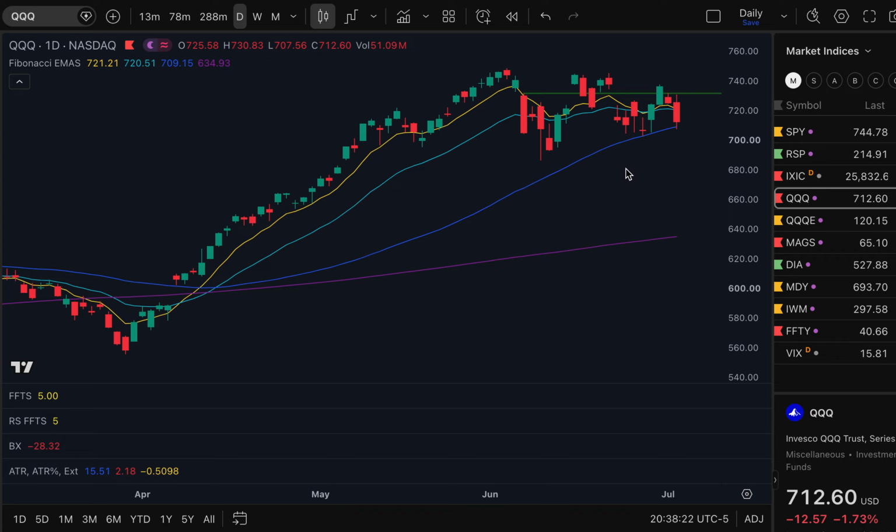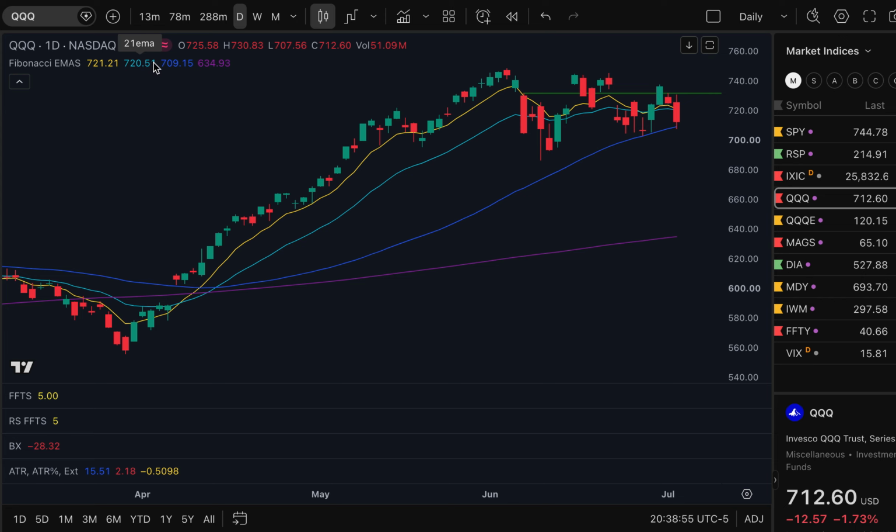So first, here I've got the chart for QQQ. This is a daily chart, and I have some moving averages on here. So this yellow line is the 8 EMA. That's my short-term moving average. The aqua line is the 21 EMA, sort of a short to intermediate term.